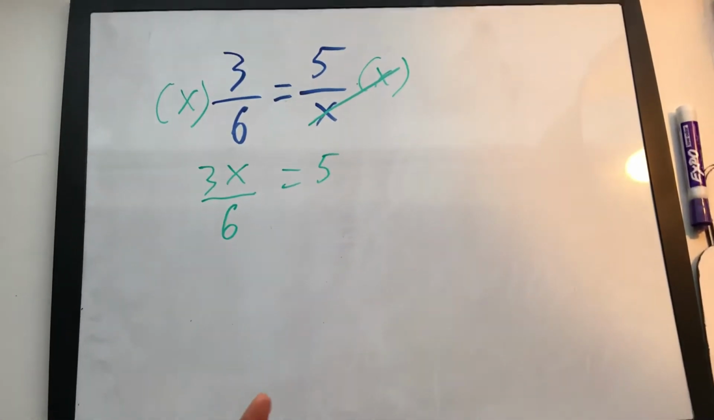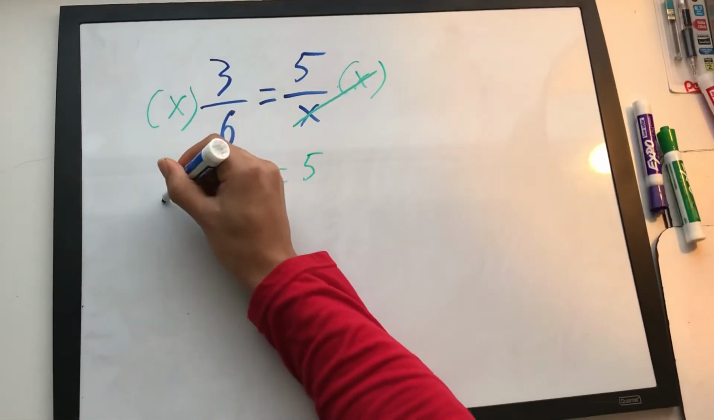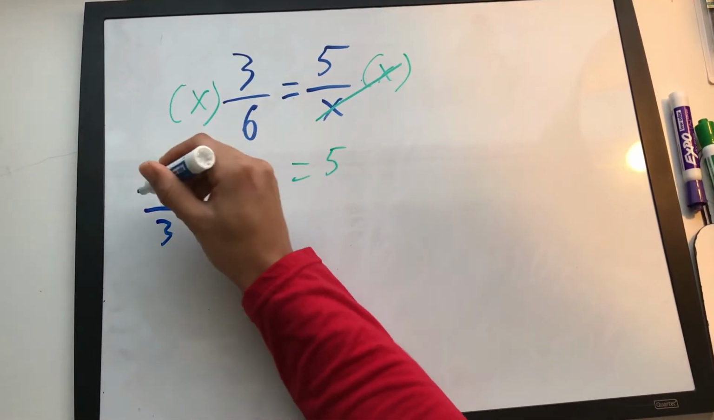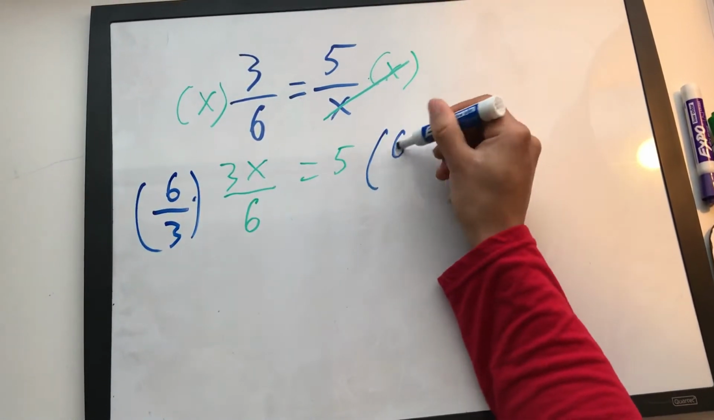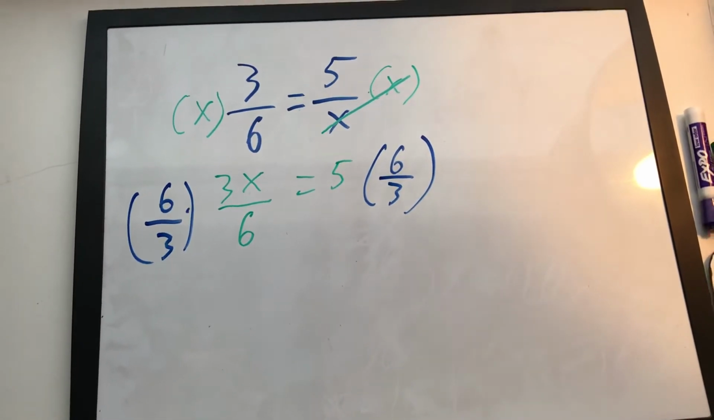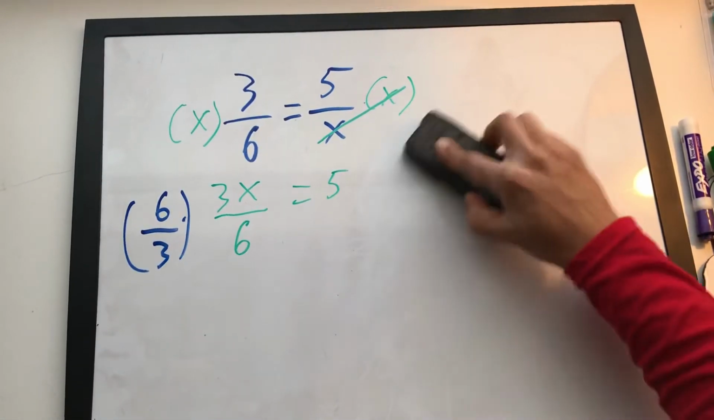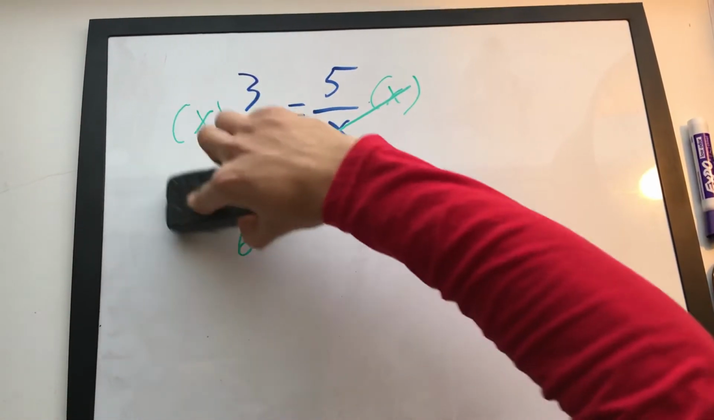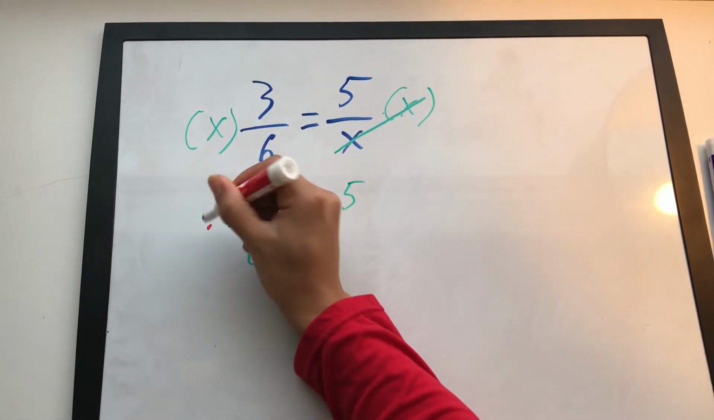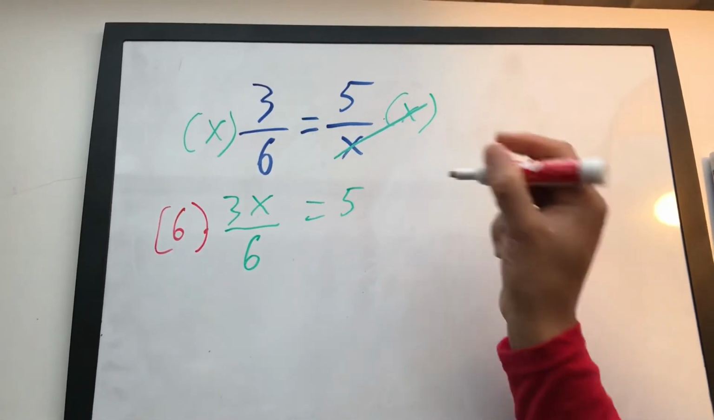There are two things I can do from here. If we're really confident in our fractions, we can multiply both sides by the reciprocal of 3/6, which is 6 over 3. That's what we can do if we're really confident in working with fractions, multiplying and dividing them. If you're not feeling so confident, then you can do this in 2 steps and still get the same answer. We're going to first multiply both sides by 6 so that we can get rid of the 3x being divided by 6.